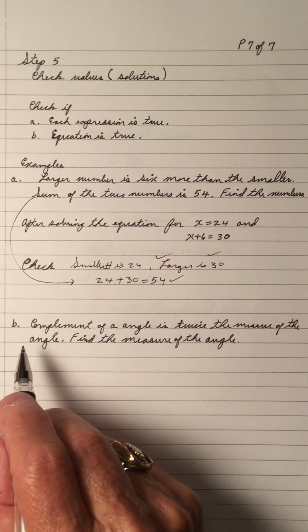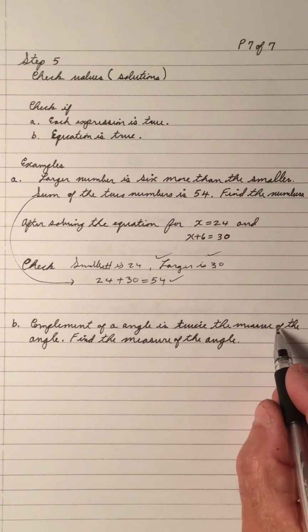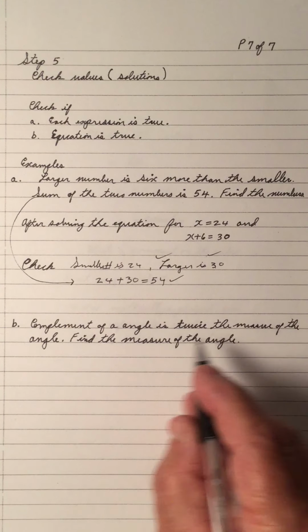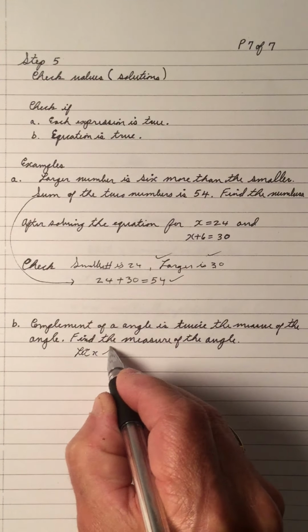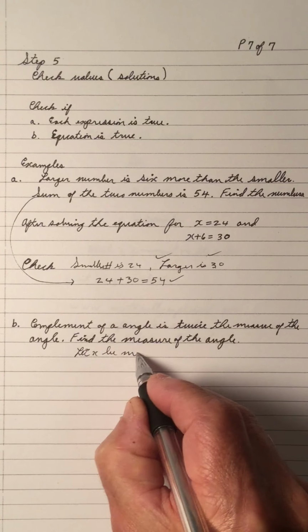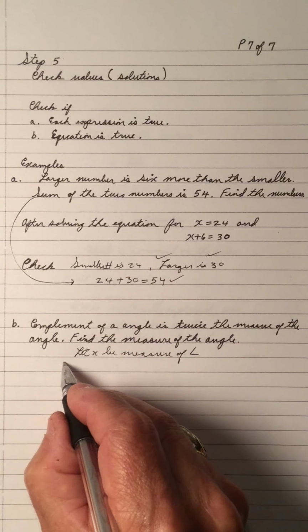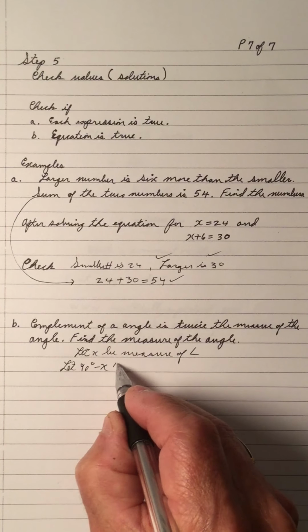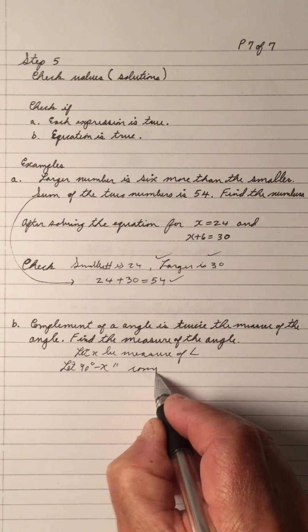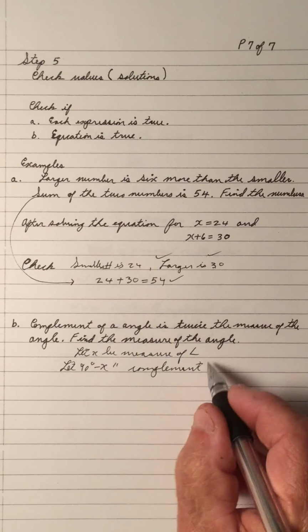Let's look over B now as another example. The complement of an angle is twice the measure of the angle. So we're going to say let x be the measure of the angle. Watch now, x is the measure of the angle. And the complement is 90 minus x. Okay, the complement of the angle.